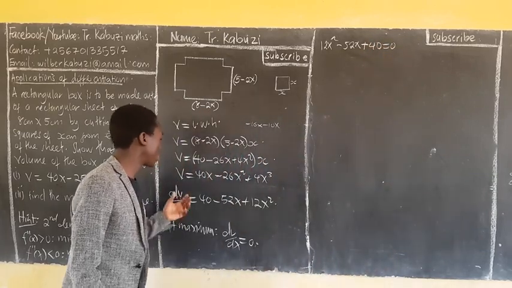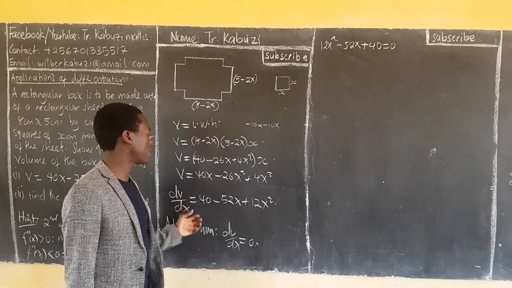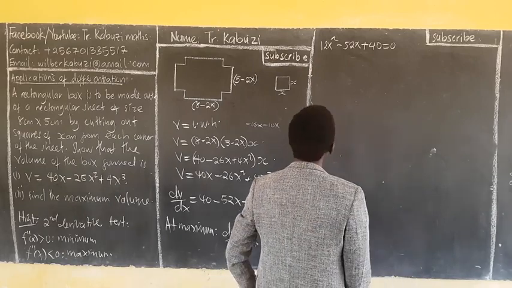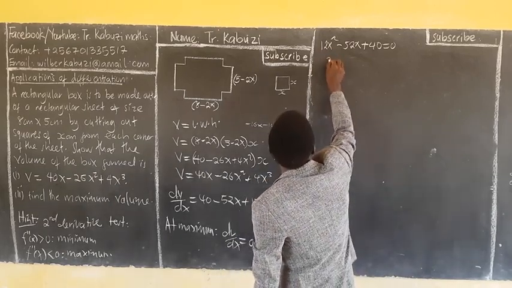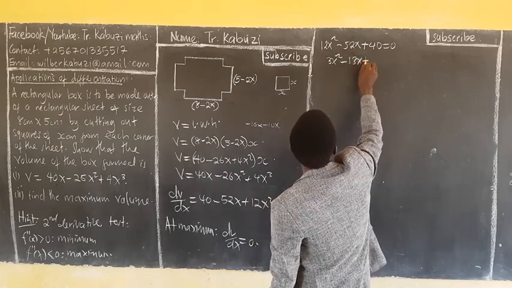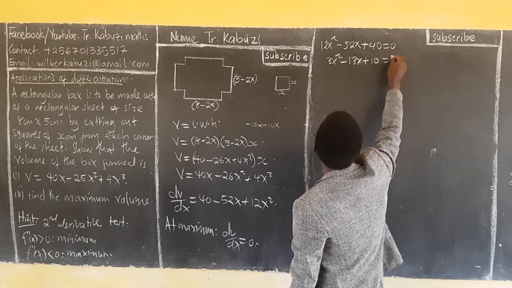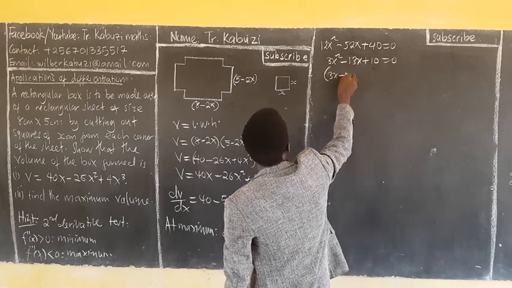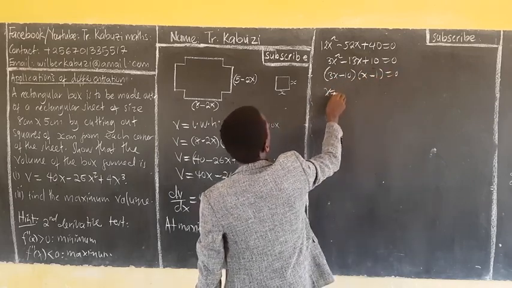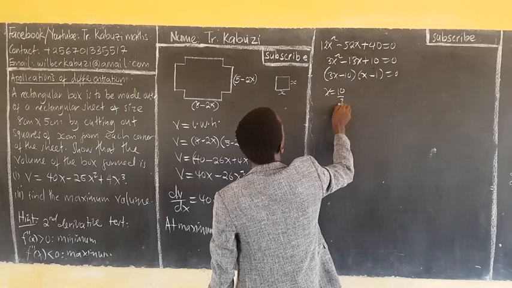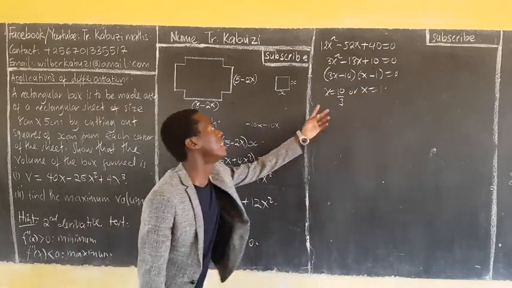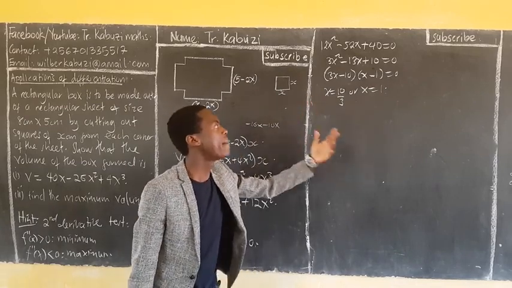Why? Because at the maximum volume, the derivative is always 0. To start here, you can divide it through by 4. Divide here by 4, you have 3x squared. By 4 here, you have 13x. By 4 here, you have a 10 equal to 0. And so you can factorize this as 3x minus 10 into x minus 1 equal to 0. So, therefore, either your height is 10 over 3 or your height is 1. Now we need to know which of these is going to give us the maximum.